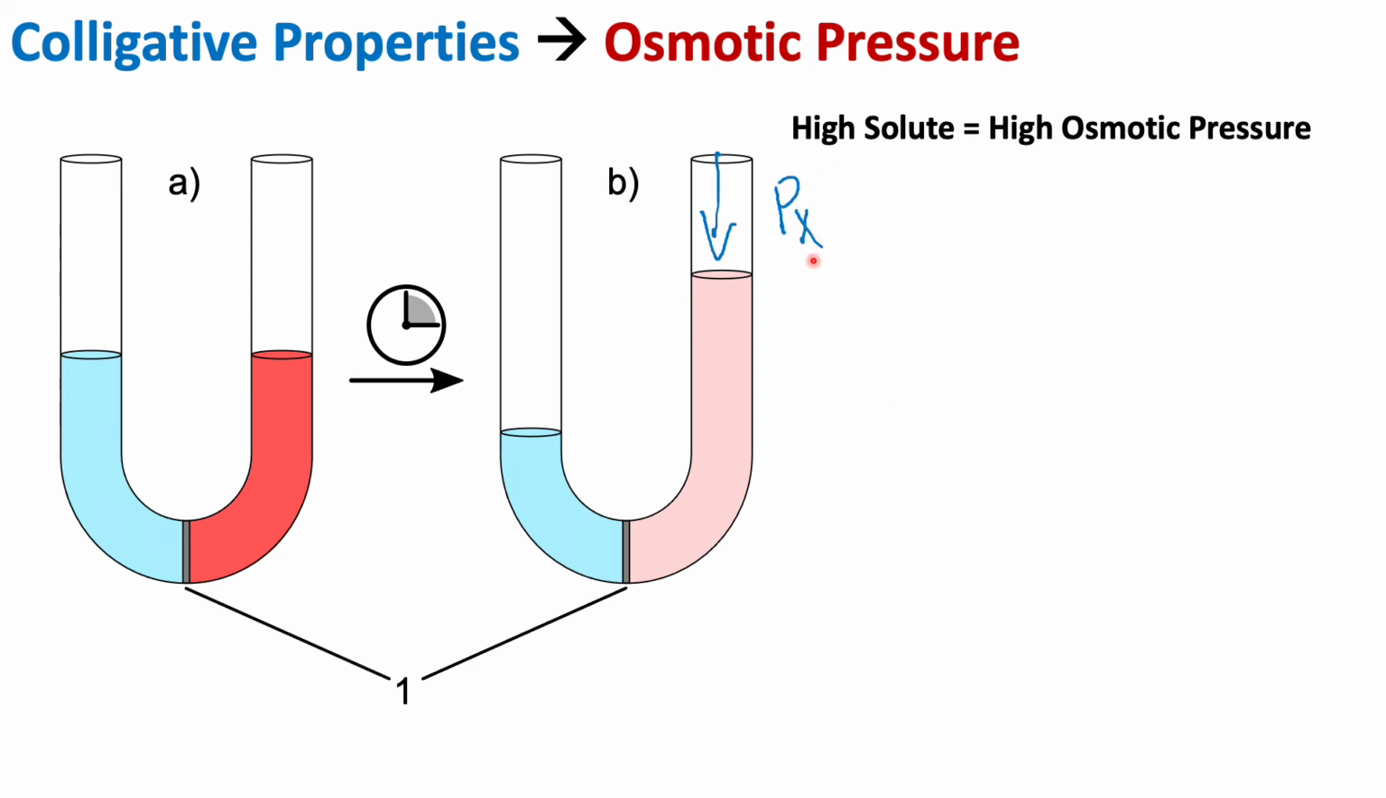And that pressure X is actually greater over here than it was originally. So the pressure increases as we add more and more solute, because we have more water moving to that side. So with osmotic pressure, whenever we add more and more solute, we're going to end up with a higher and higher osmotic pressure because we get more and more water. And remember that we're exerting pressure onto that system. So that is essentially all of our colligative properties.